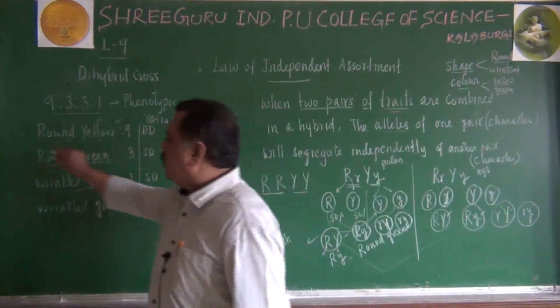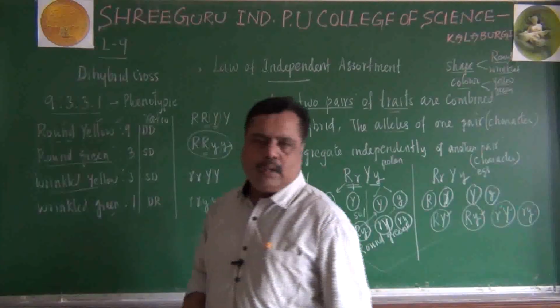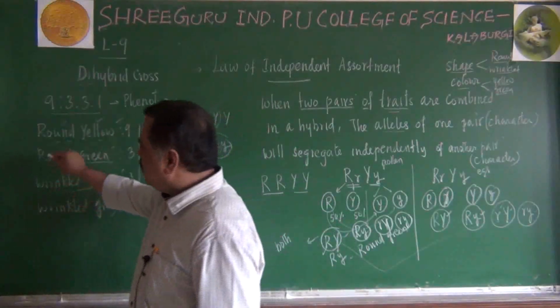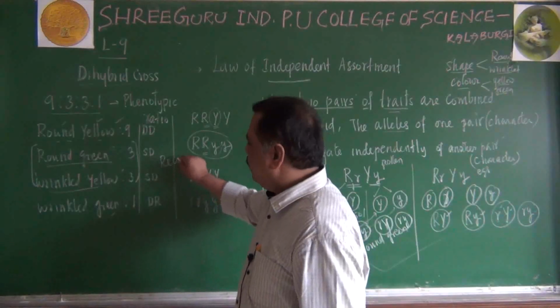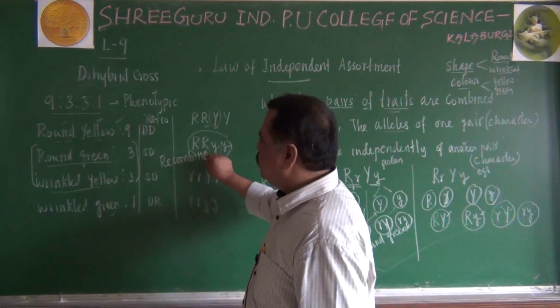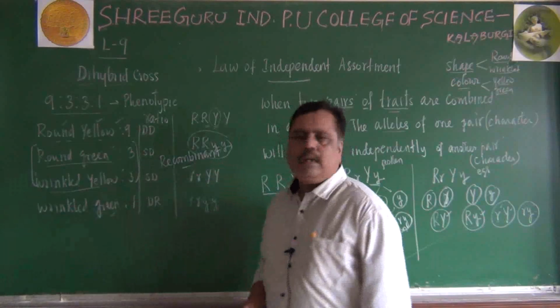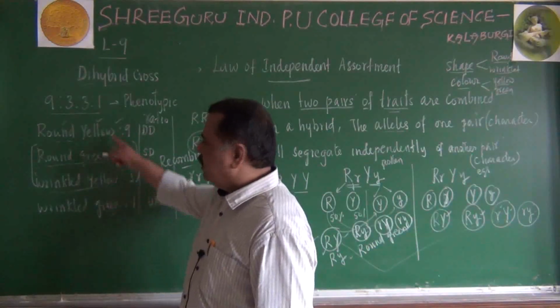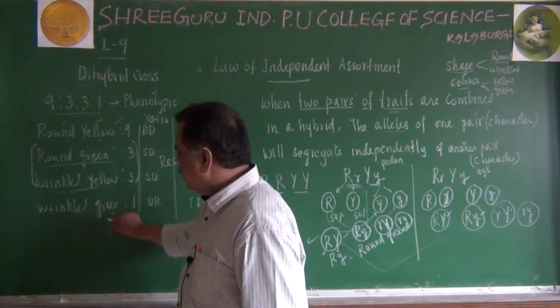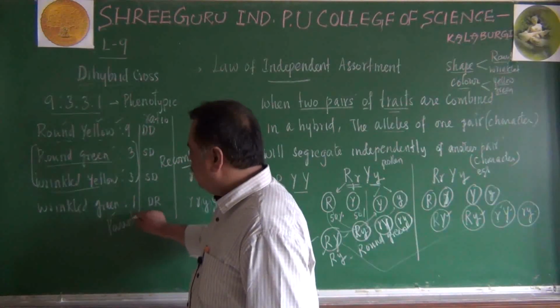and they are able to produce round green and wrinkled yellow. These two are called recombinant varieties, we can say. Round green and this one, wrinkled yellow, are called recombinants. Whereas round yellow and wrinkled green, these two are original characters. They are called parental varieties.